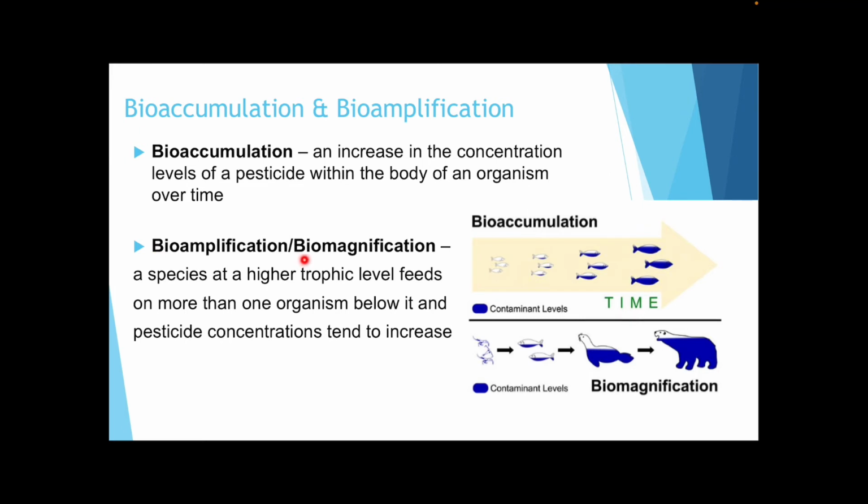Bioamplification or biomagnification, they're the same thing, affects a species at higher trophic levels because they are feeding on more than one organism below it, and then these pesticide concentrations tend to increase. So as you can see, it starts at a really low level in this first species. Then, as the fish eat these, the contaminant levels increase. See how we're changing species as it goes up. So this seal will eat the fish, it increases even more, and finally this polar bear eats the seal, and we have a very high level of contamination.